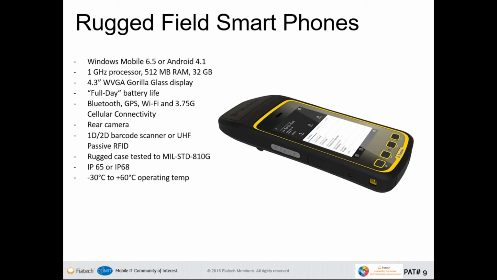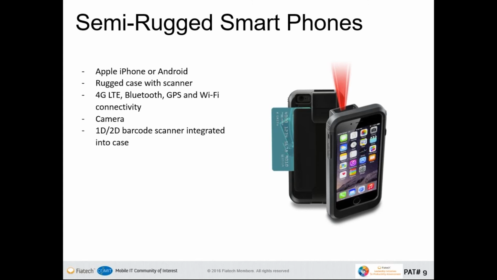In most cases, when we do use passive RFID, it's typically done with a Bluetooth adapter and not built into the device, because having a laser scanner built in is usually a much more efficient way to do it. Again, it has a very wide operating temperature range as well, which is what you'd find with a ruggedized smartphone like that.